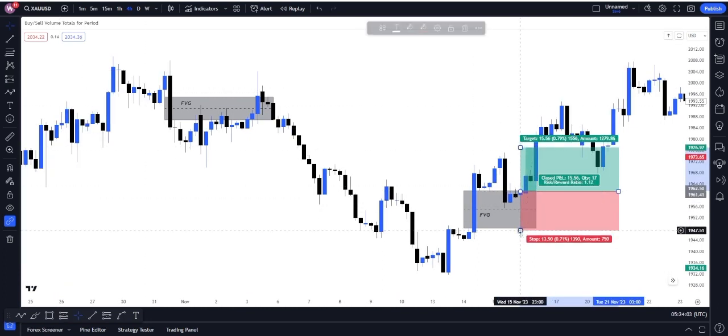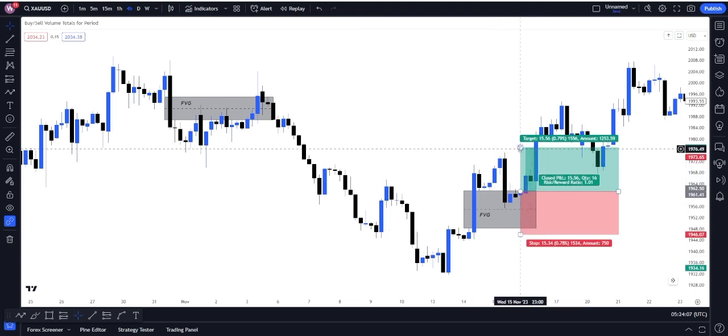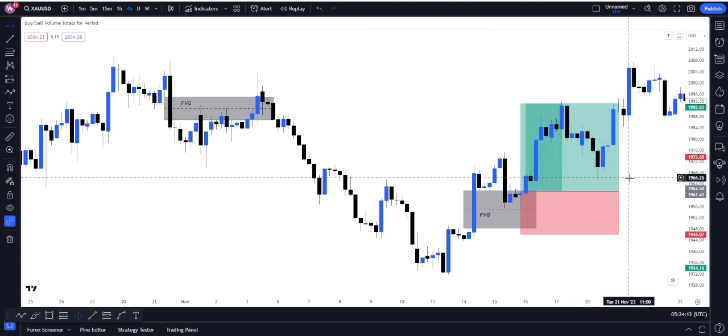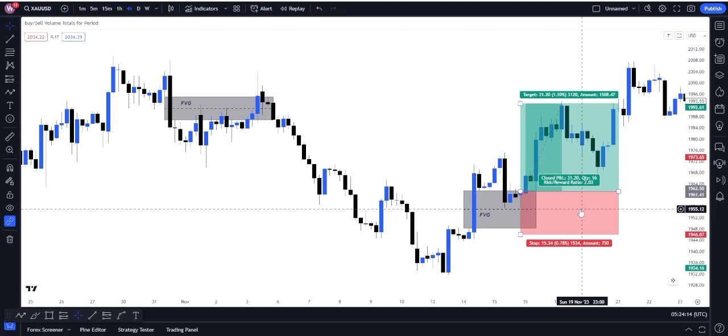Stop loss will usually be below the fair value gap area, because if prices close below, it means that the fair value gap has been mitigated. So you can do maybe a 1 to 2, 1 to 3, up to you guys, right? But this is essentially how you use fair value gaps to look for trades.